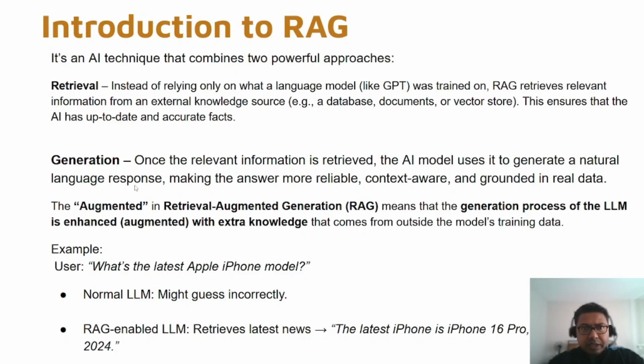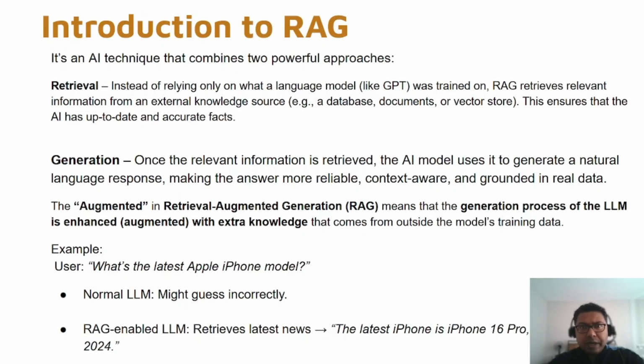Now, the second important thing is generation. So what is this generation? Once the relevant information is retrieved, the AI model uses it to generate a natural language response, making the answer more reliable, context aware, and grounded in real data. So once we retrieve the data, we need to generate an overall response, right? That is the generation. We pass the retrieved data, or the knowledge we acquired, to the AI model or LLM, and then we generate a more detailed answer regarding the question someone has asked. That process is called generation.